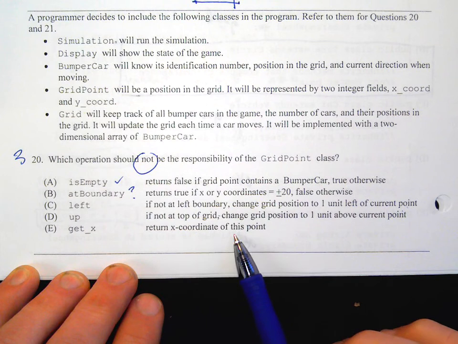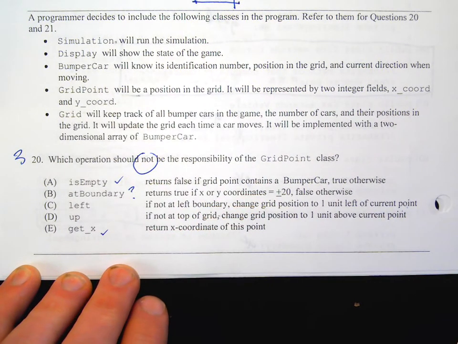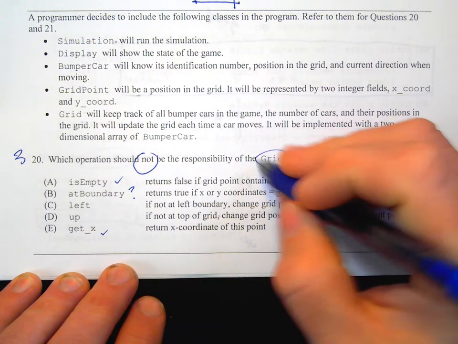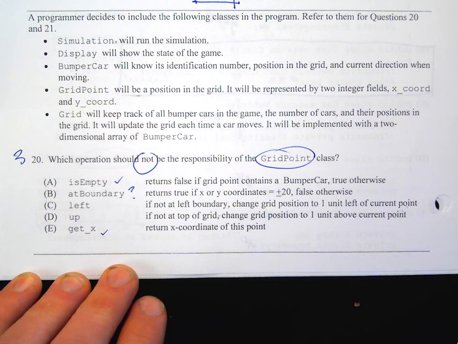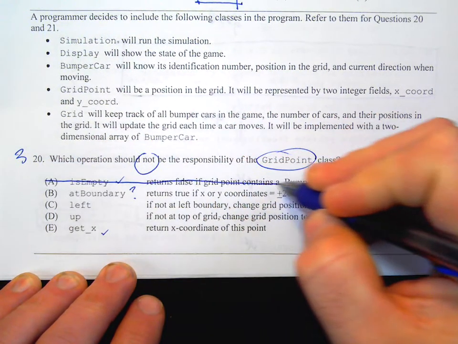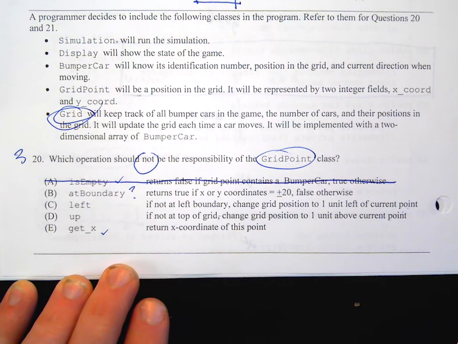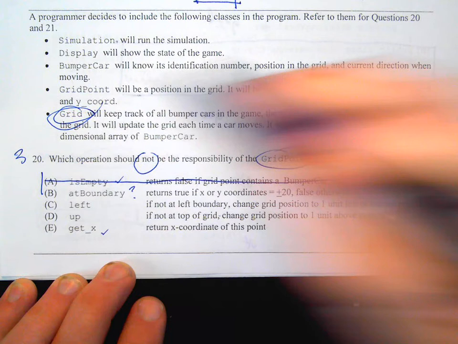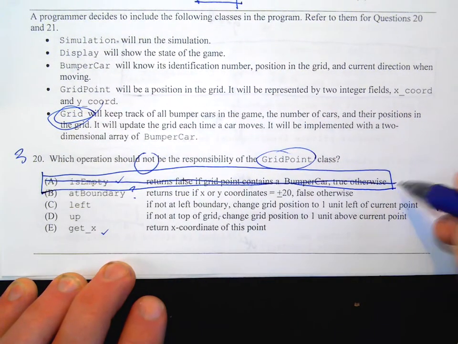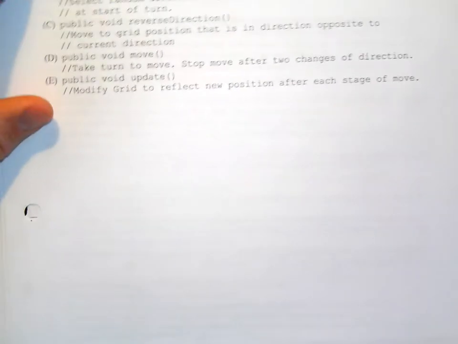Return the x coordinate of this point. That seems like it should be fine, it's like a getter. So a grid point is just the position in the grid. It doesn't really know anything about whether there's a bumper car there. The grid keeps track of where the bumper cars are. And so that would be, I guess, the thing we should get rid of. It doesn't know if it has a car. Again, it's kind of hard. Okay, 21.